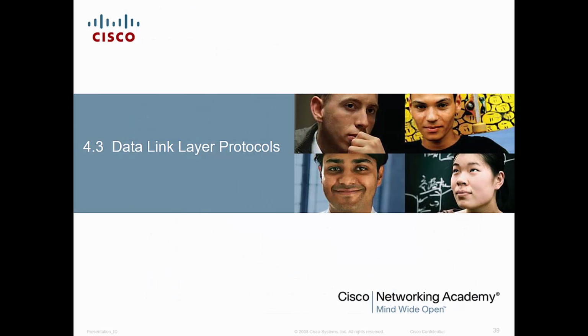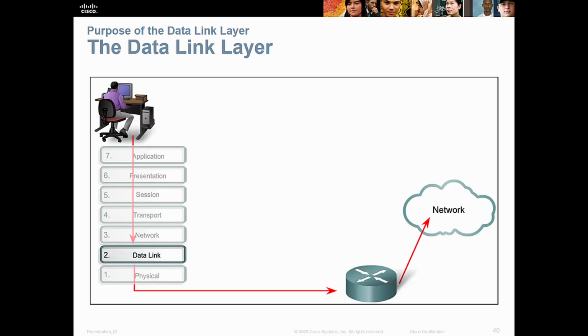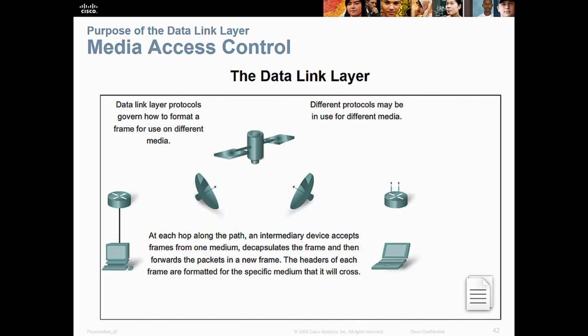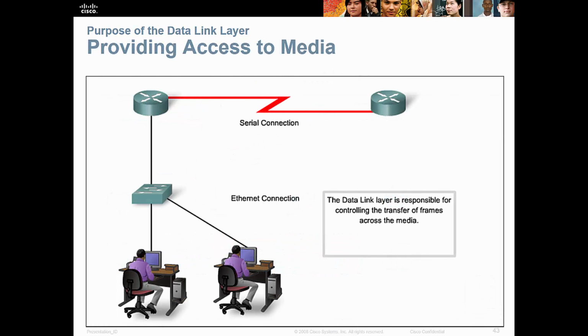Moving on to our data link layer protocols. This is layer 2. Now, how does data link actually stack up? We are looking at two sublayers, the MAC and LLC, and you'll notice Ethernet, Wi-Fi, Bluetooth, WiMAX, all of these operate between the physical and the MAC sublayer. The data link layer protocols govern the formatting of the frame and how the different media affect that frame. The MAC sublayer also provides access to the media.